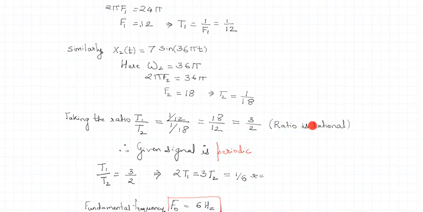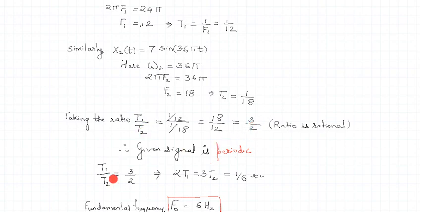So this ratio is a rational ratio. And what we have understood, in step number 3, is that if the ratio is rational, then the given signal is periodic. So the given signal is periodic. Now if the signal is periodic, we have to find the fundamental period of the signal. What is the fundamental period? Is it T1 or T2, or is it dependent on T1 and T2 both? For that we will use the ratio that we have just obtained, T1 by T2 is 3 by 2.